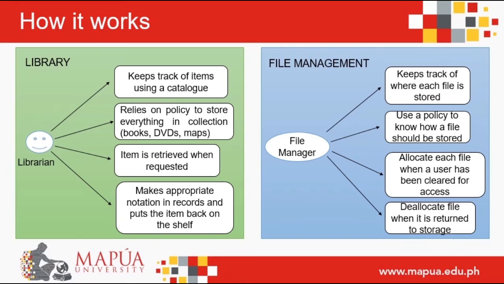The file manager can be compared to a librarian in a library because they perform similar tasks. Both the librarian and the file manager keep track of items and where they are stored. They both rely on policy on how a file should be stored, allocate each file when a user has been cleared for access, and then return the file into its proper location. When returned, they make proper notation in the records.